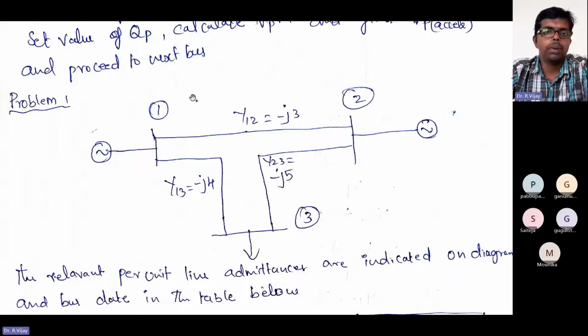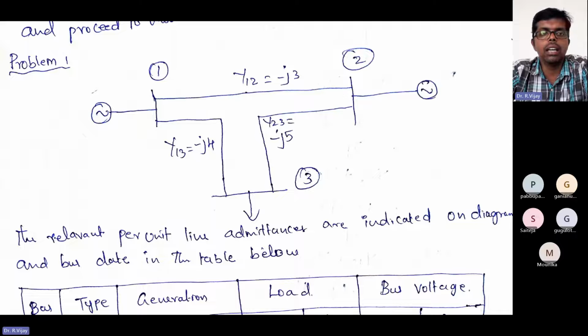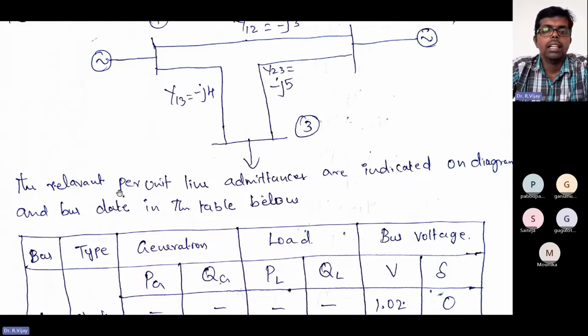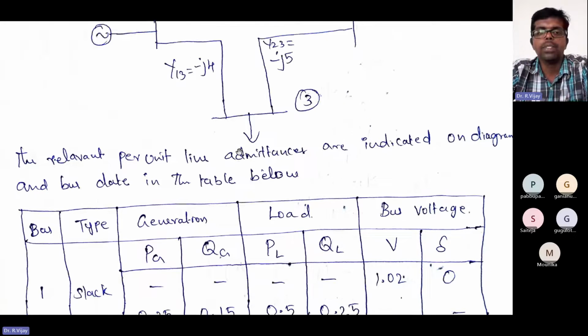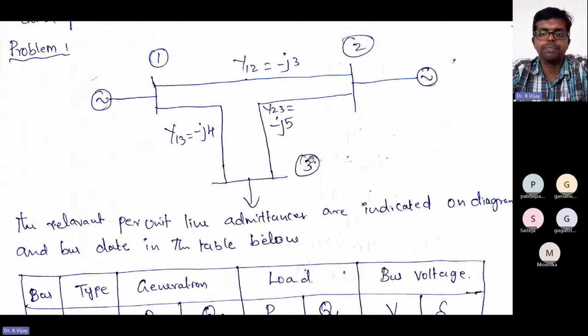We move on to the problem. Take down this problem for solving using the Gauss-Seidel method. Problem number 1. The relevant per unit admittance are indicated on a diagram, and the bus data is in the table below. Okay, so they are giving the 3-bus system.